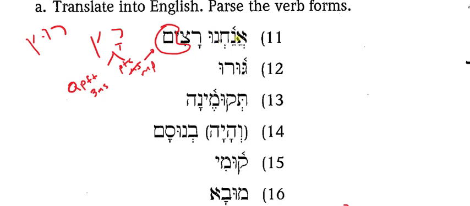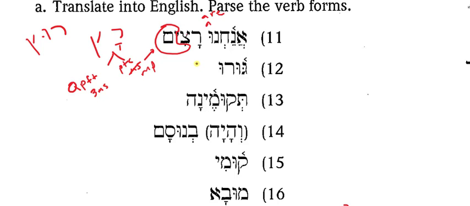So how would we translate 11? Anachnu is what? We. And is there a copula between these two forms? There's an implied one, right? So we need to add are. We are ratsim, running.